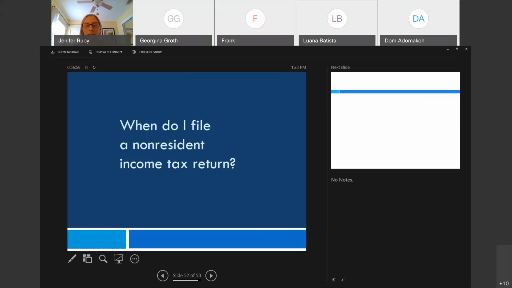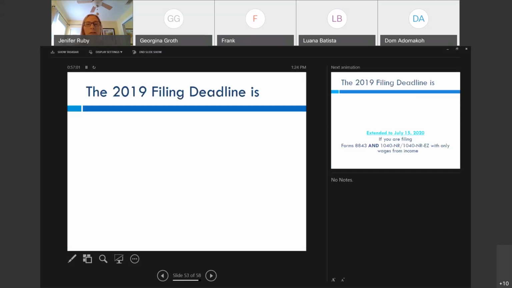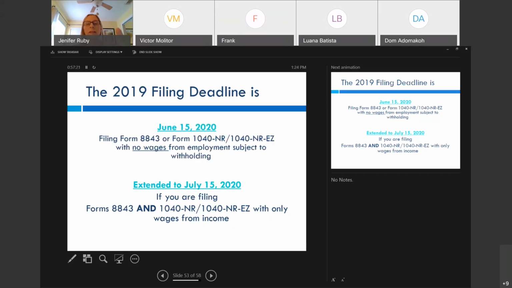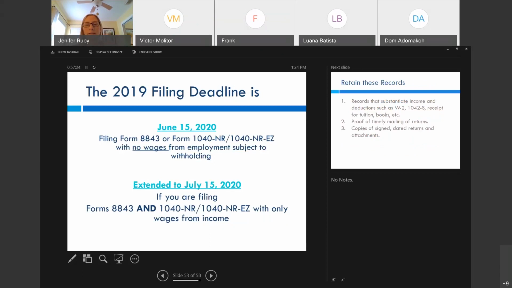So when are these forms due? I already made some reference to that. If you are filing with only income from wages, then your extension is to July 15th rather than the usual deadline of April 15th. If you only had just the 8843 to file, or your other income was only from a taxable scholarship, then you have to file by June 15th.